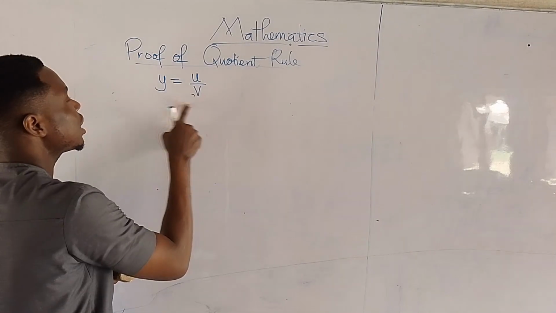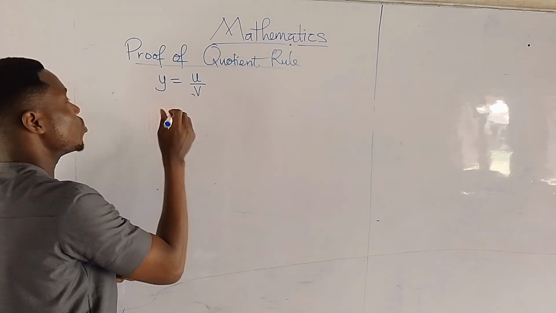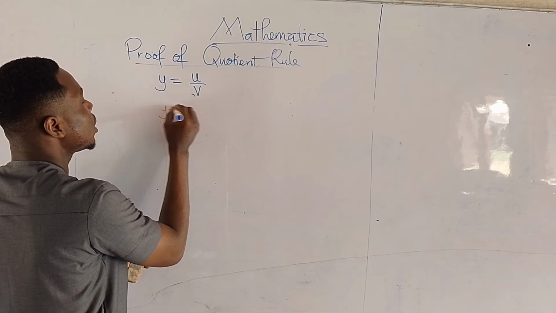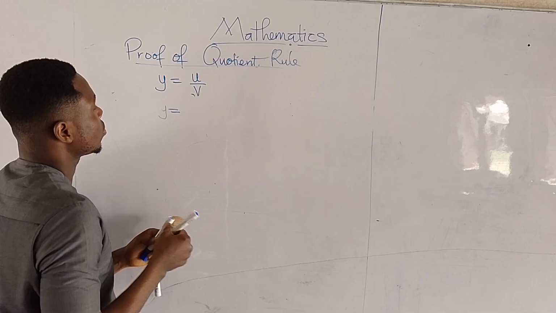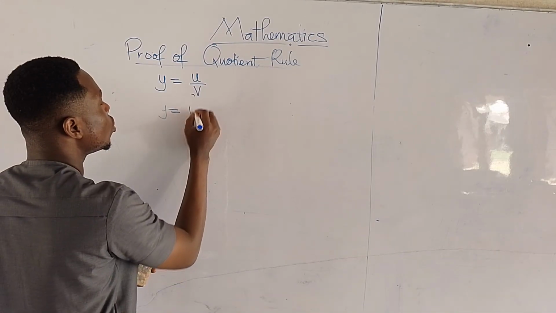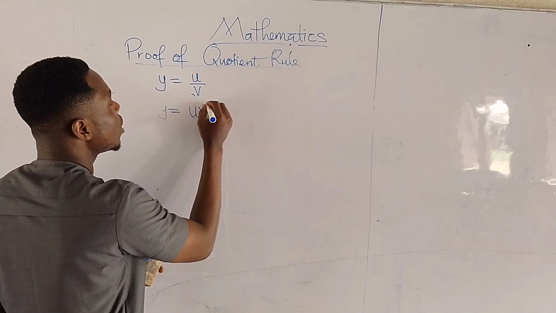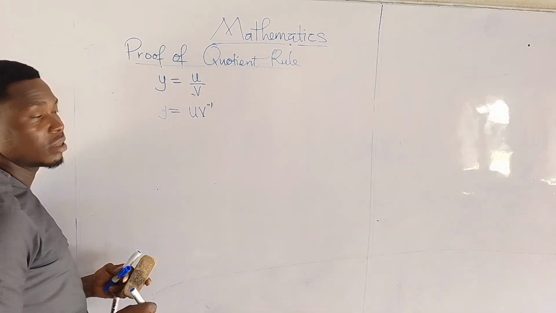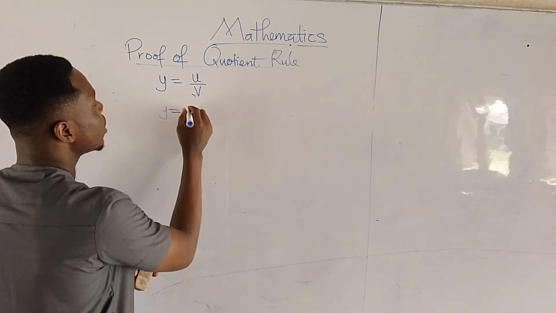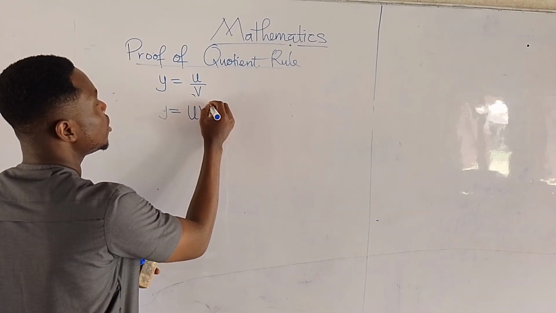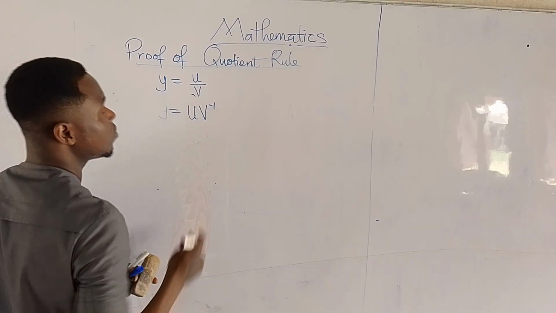So this formula can be changed. We can equally write it this way: y is equal to u v to the power of negative one. Y is equal to what? u times v to the exponent of -1.